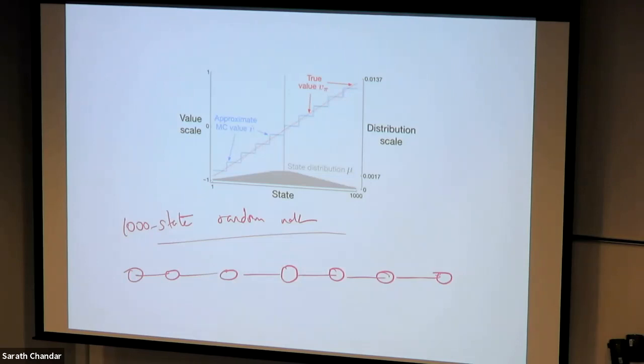So you start with the middle state. This will be the 500th state. You can go all the way left or all the way right. If you go all the way left, let's say you get a reward of -1. You go all the way right, you get a reward of +1. The rest of the states will have 0 for transition.